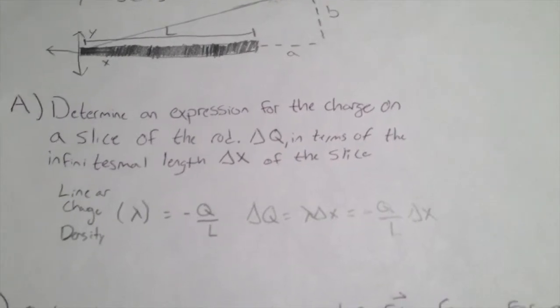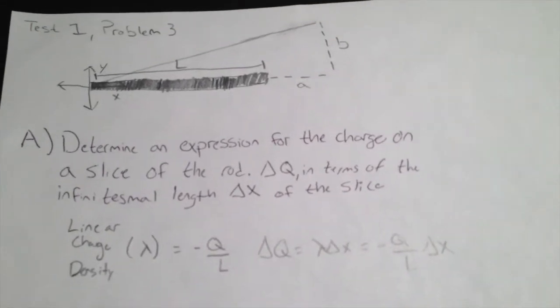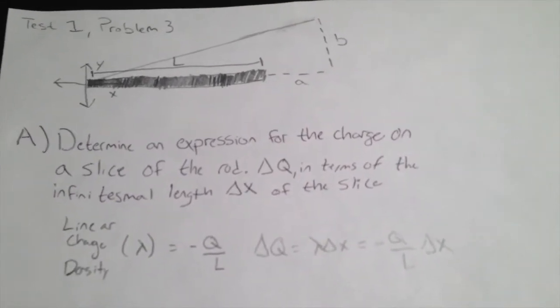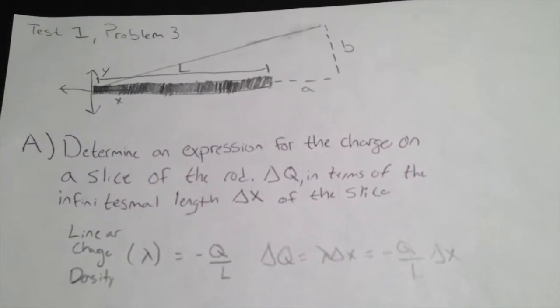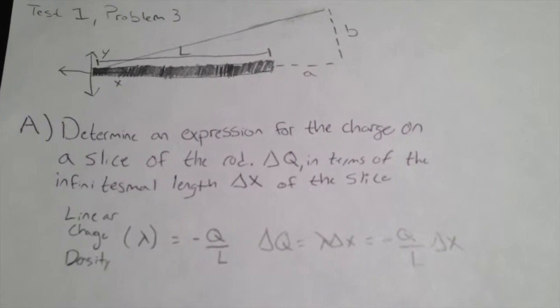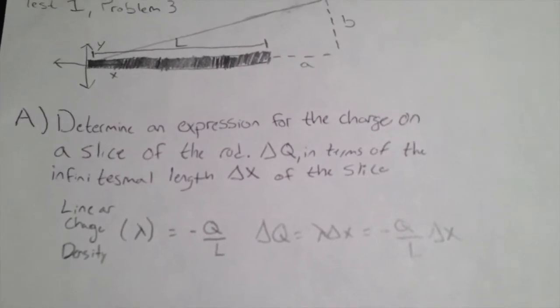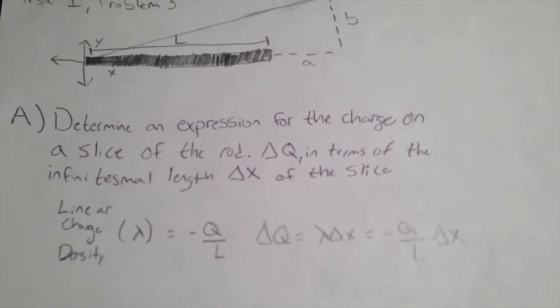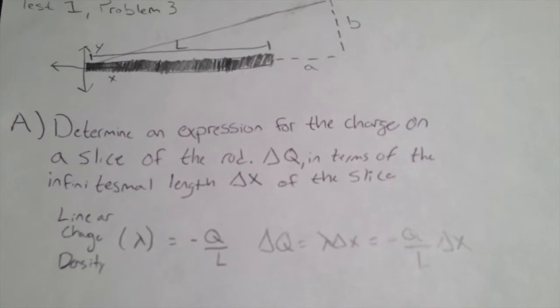So the problem we're looking over is problem 3 from test 1. You can see that we got this diagram up in the top of the page, and the first part of the question says, determine an expression for the charge on a slice of the rod, delta Q, in terms of the infinitesimal length delta X of the slice.